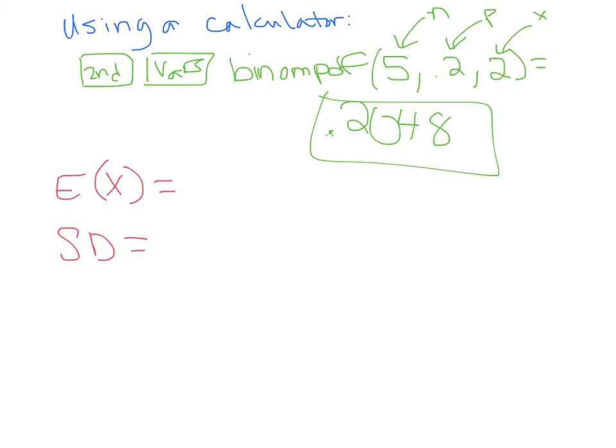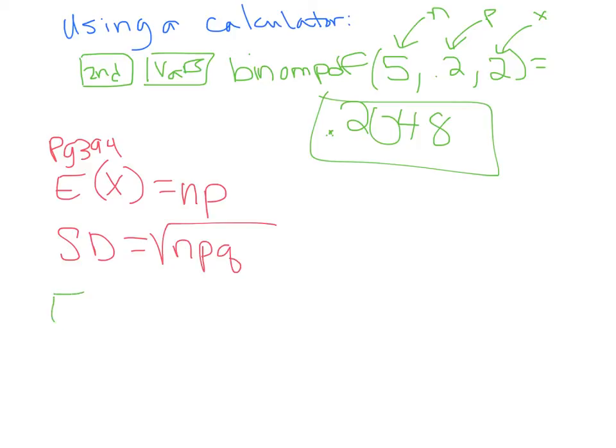So next thing we're going to do has to do with finding the expected value and the standard deviation. And the formulas for these are in your book on page 394, if you want to look them up. So the expected value is actually not too horribly hard. It's going to be n times p. The standard deviation is the square root of n times p times q.